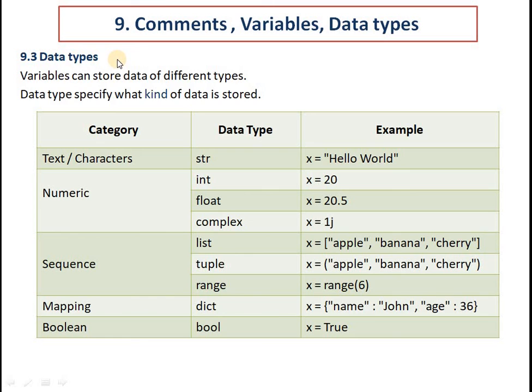Another important factor is called as data type. Just before you said X is equal to apple, Y is equal to orange, A is equal to 5. So what data type says is what kind of value is stored into the variable. X is equal to 5 means some numbers are stored. Y is equal to orange, some characters or some string is being stored. Likewise, what data type says is variable is having the capacity to store different types of data, and data type specifies what kind of data is stored in a variable. There are different categories: text or character category is there, numeric category is there, sequence category is there, mapping category is there, boolean category is there.